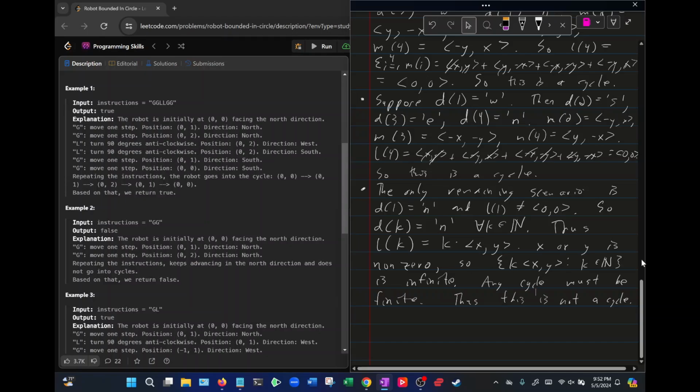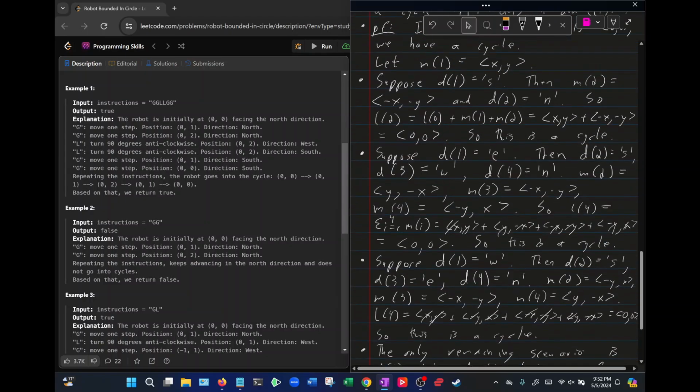because either x or y is non-zero. Let's assume without loss of generality that x is non-zero. Then just the x coordinates are going to continually increment by x, and it's never going to cycle back. And so this is an infinite set. So this is not a cycle. Okay, and so now we have exhausted all possibilities.